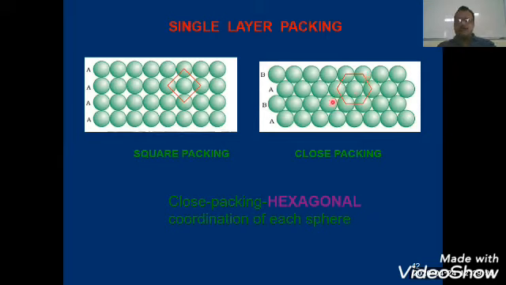So in close packing, the maximum available space is occupied and there will be less vacant spaces, or less void volume. If you compare these two types of arrangement, here it is the AAAA type, here it is ABAB type. The vacant spaces in the AAAA type are much more than the vacant spaces in the AB type. So this type of arrangement represents a close packing.